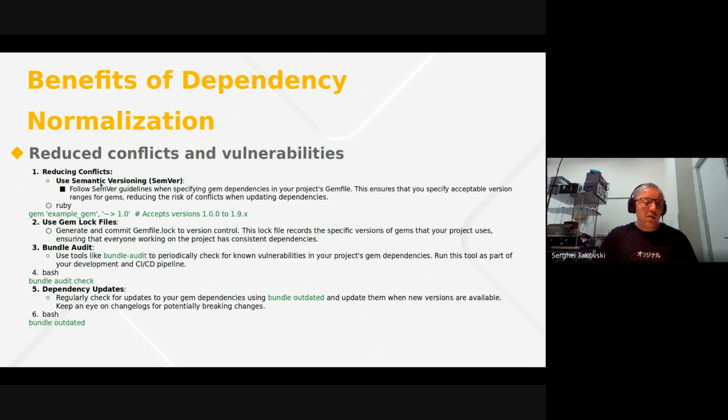Semantic versioning, Gemfile.lock, bundle audit, and dependency updates. So it's the basics. I think you know about this. Every day you work with these mechanisms, but on production systems it's not so easy to upgrade a specific gem, because there will be downtime on the production system. And every time you implement a specific gem, you need to think about this.